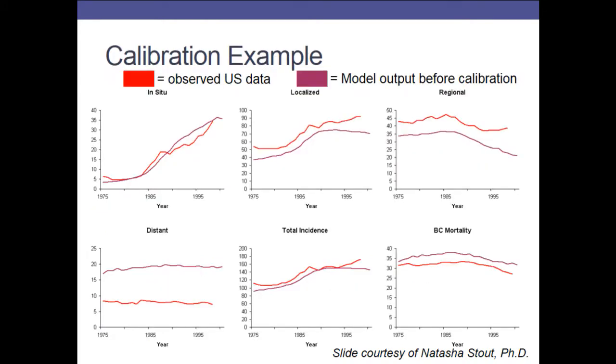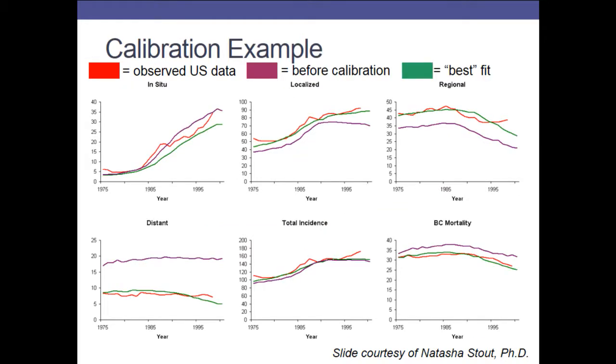So this is an example, again, from Dr. Stout with her breast cancer simulation model. And so in this case, we have a model that is trying to reproduce observed incidence of breast cancer over time by different stages. And so the model output are these purple lines here, and the actual observed data from SEER, which is what they're trying to emulate, are these red lines. And if they had just looked at total cancer incidence, they might have thought, oh, we're doing a pretty good job. But once they broke it down by stage, you could see that the model was actually underestimating incidence of localized and regional cancers and overestimating the incidence of advanced stage cancers.